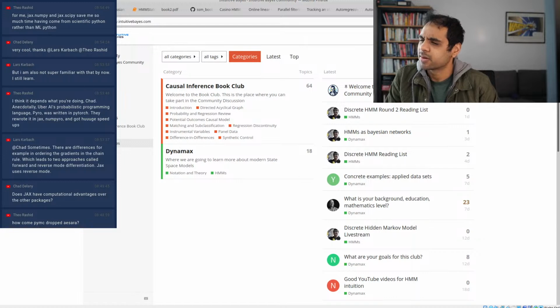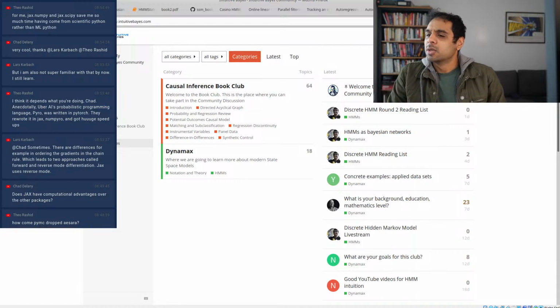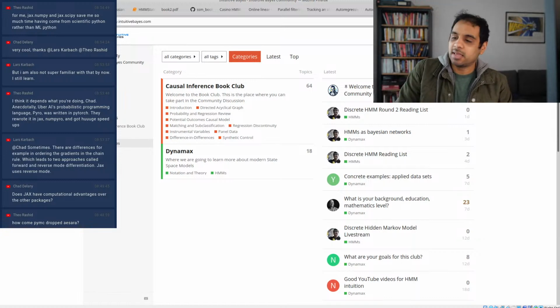Theo says it depends on what you're trying to do. Anecdotally, Uber's probabilistic programming language was written in PyTorch. They rewrote it in JAX and NumPy and got huge speedups. I'm not familiar with that, I'll need to learn. Lars says, cool. For me, JAX NumPy and JAX SciPy save me so much time coming from scientific Python rather than ML. So, yeah, I think Lars and Theo summed it up pretty well.